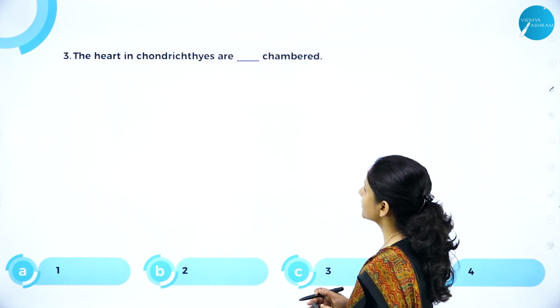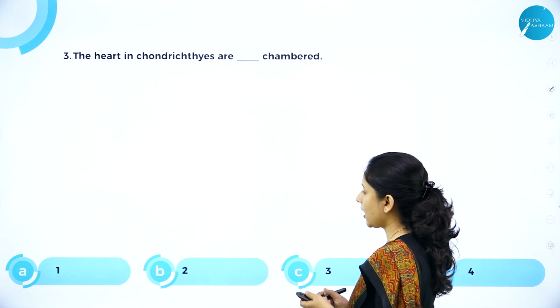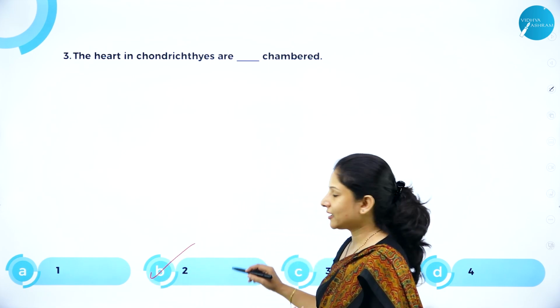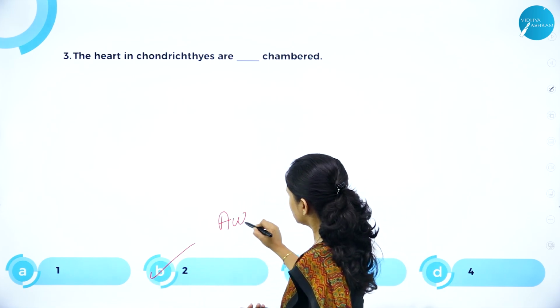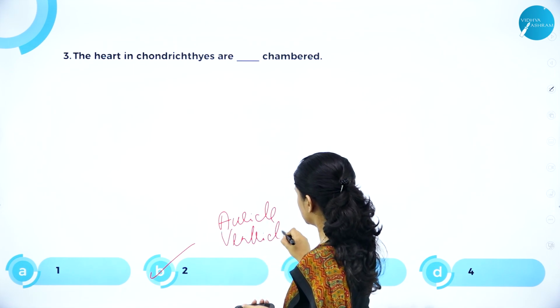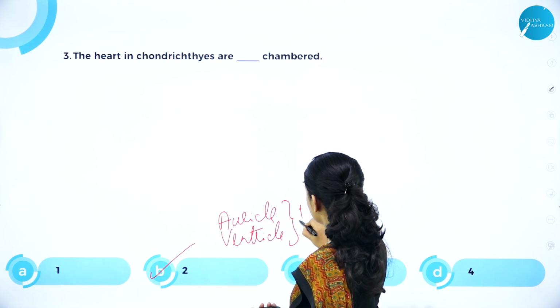The heart in chondrichthyes is dash chambered: 1, 2, 3 and 4. So 2 chambered, wherein I told you it has one auricle and one ventricle. So they are 2 chambered.